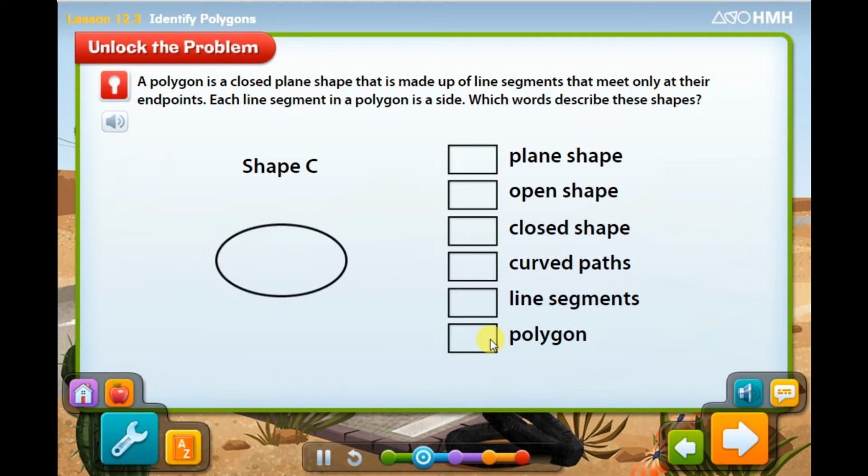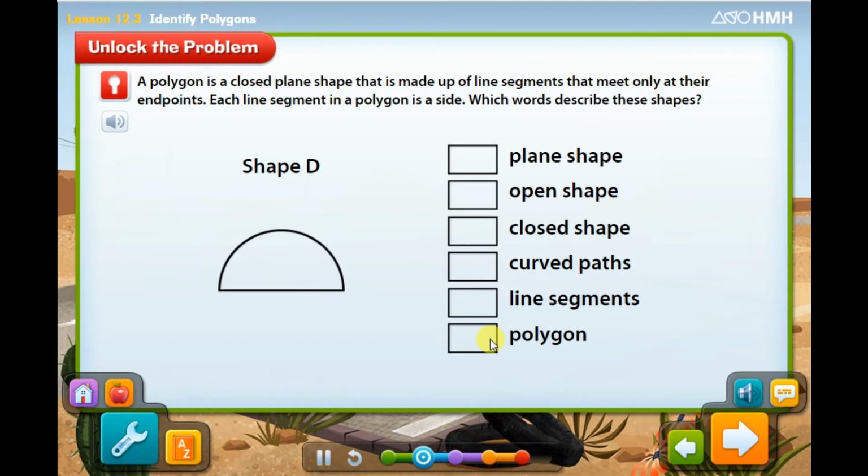Let's look at another shape. Is shape C a plane shape? Yes. Is it an open shape? No. Is it a closed shape? Yes. Does it have curved paths? Yes. Does it have line segments? No. Is it a polygon? No, because it doesn't have line segments and it has a curved path instead. So it's not a polygon. Shape C is a plane shape. It is not an open shape. It is a closed shape. It has a curved path. It has no line segments. It is not a polygon.